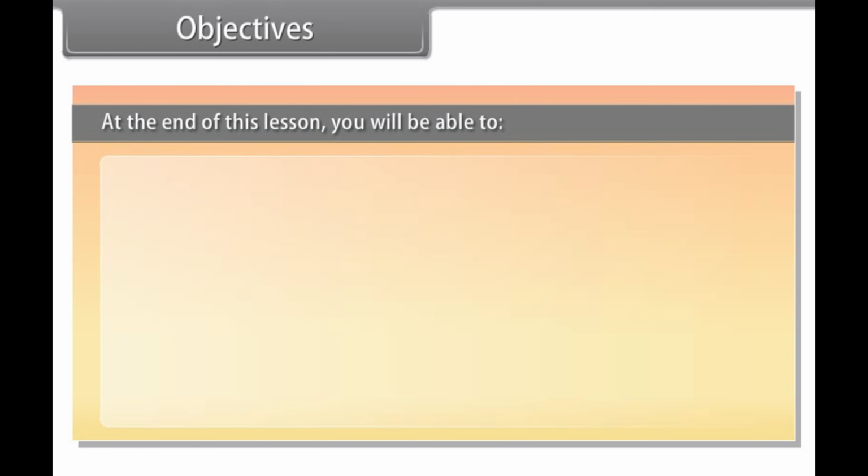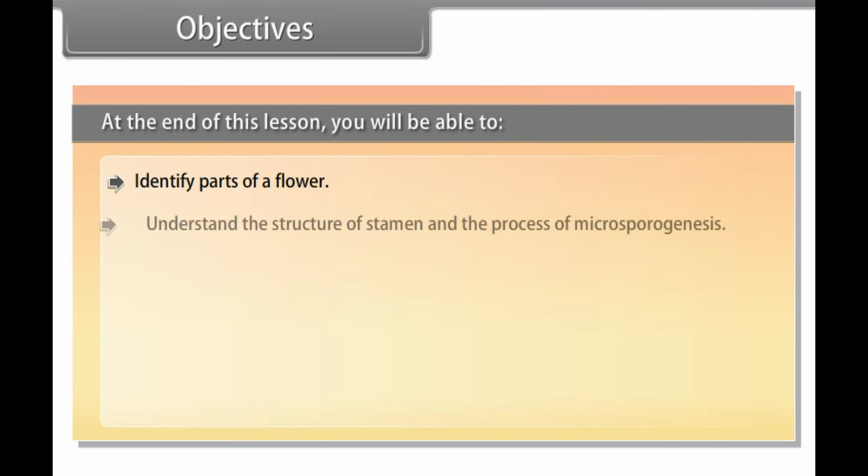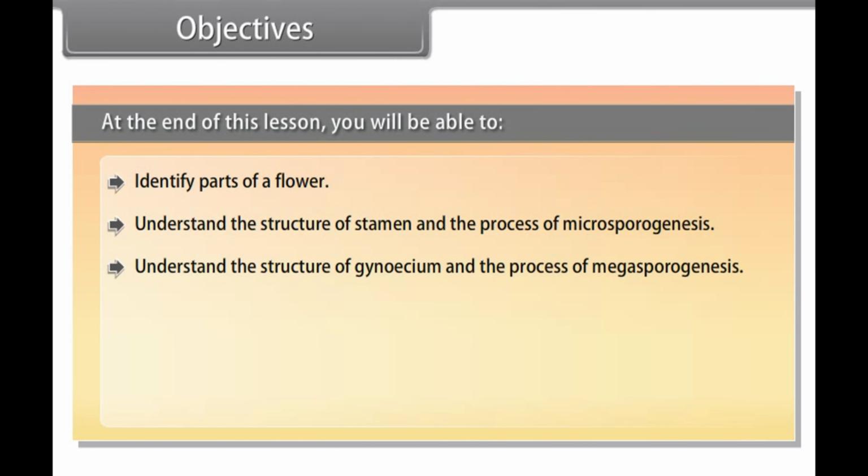Objectives. At the end of this lesson, you'll be able to identify parts of a flower, understand the structure of stamen and the process of microsporogenesis, understand the structure of gynoecium and the process of megasporogenesis, understand pollination and identify various agents for pollination, understand the types of fertilization, and also understand the development of endosperm, embryo, seed, and fruit.